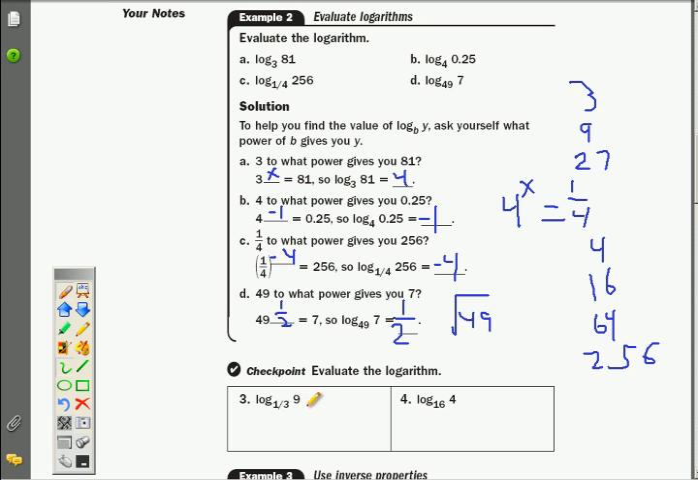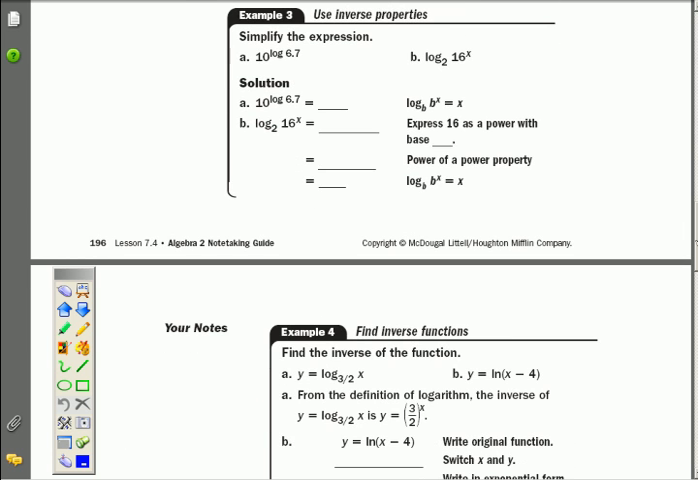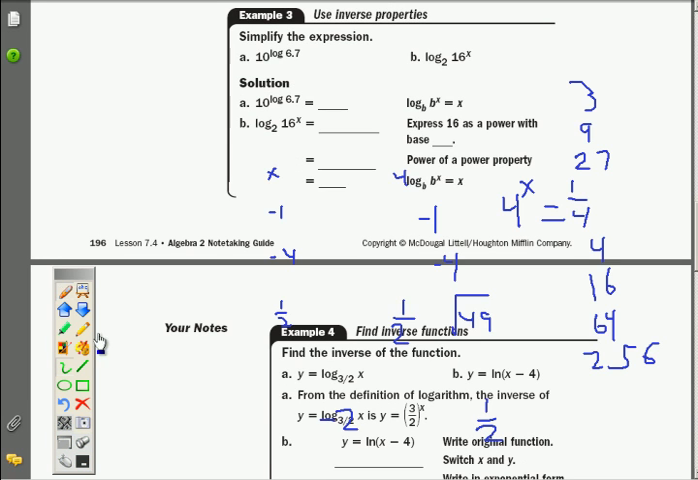1/3 to the what is 9. Well, again, I'm going to have to flip it over and make it 3. And we're going to make it 3 to the 2nd power. And 3 to the 2nd power would be 9. So this is going to be -2 as an answer here. All right. And 16 is getting smaller to 4. That's 16 to the 1/2 power. I hope you had those right. If you didn't, don't worry too much about it. We'll go over more of that when we put some actual numbers to it.